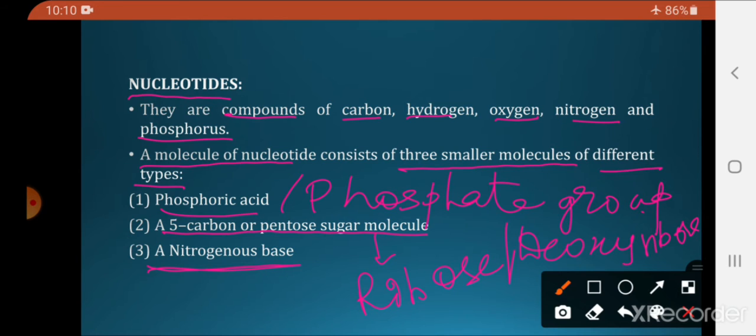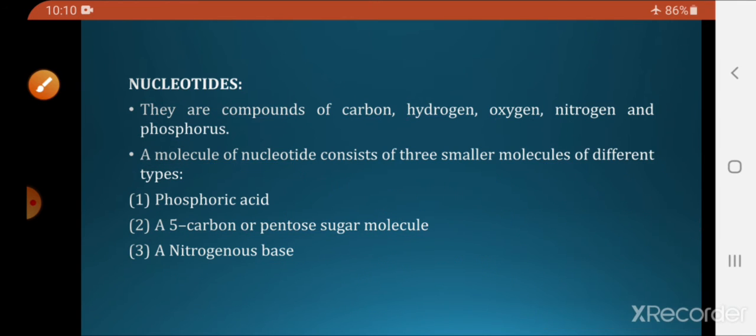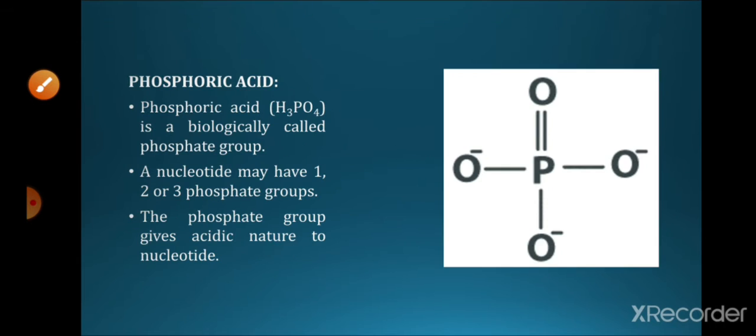We will study them. So a nucleotide is composed of how many components? 3 smaller components. Which are those 3 smaller components? One is phosphoric acid, which occurs in the form of phosphate group, a 5 carbon or pentose monosaccharide sugar, that is either ribose or deoxyribose, and there is a nitrogenous base. We will study each component in detail.